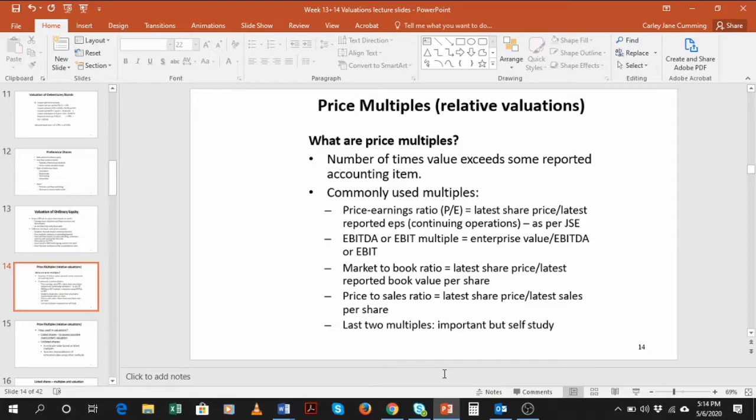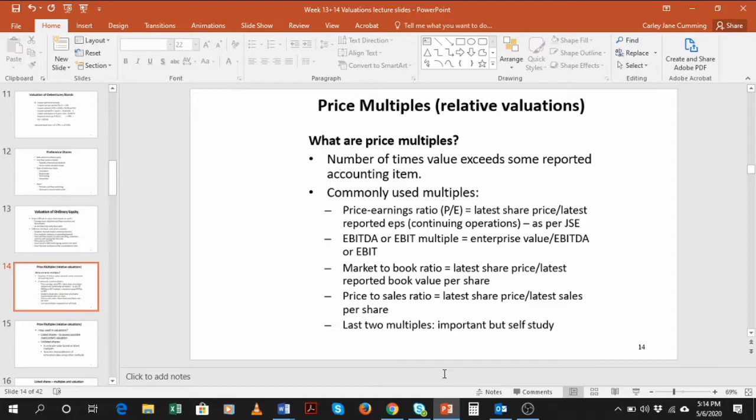So if we think about the price per share, this will come from the latest share price, which will be available for publicly traded shares. If we want to obtain the earnings per share, we can often obtain this from the financial statements, as this will be reported for the continuing operations.